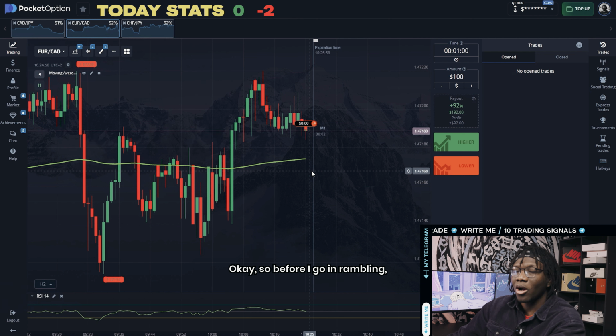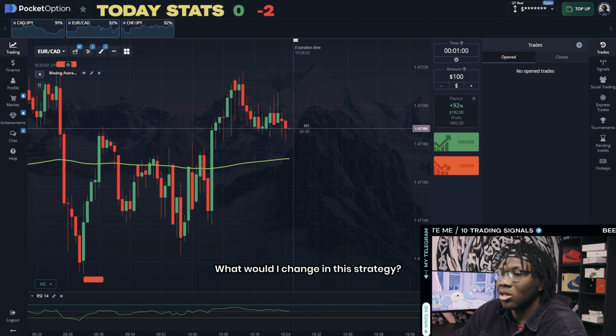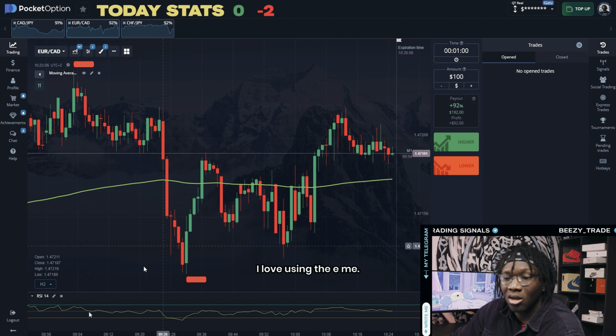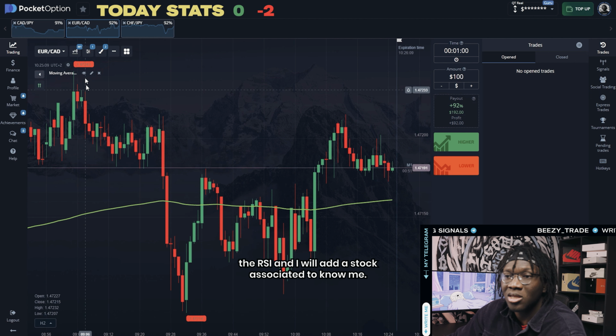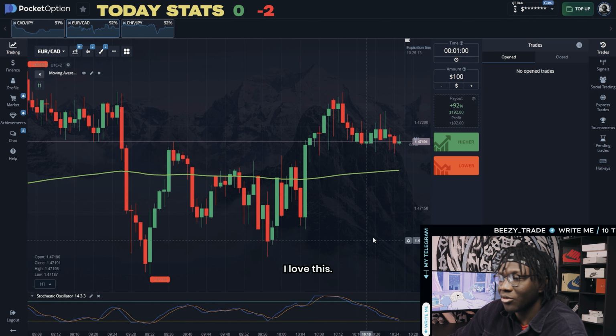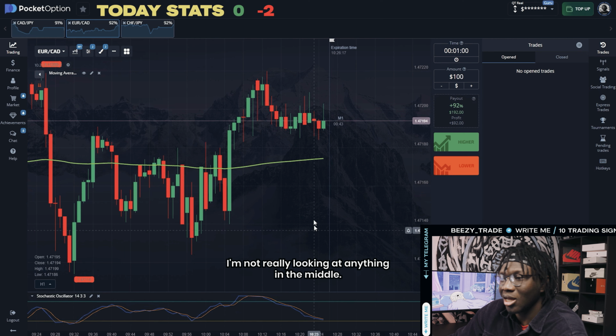Okay, so before I go on rambling, what would I change? What would I change in this strategy? How can we turn this into something good? I love using the 200 EMA. What I would do is I would remove the RSI and I will add a stochastic oscillator. You know me, I love this. It allows me to see overbought and oversold. I'm not really looking at anything in the middle.